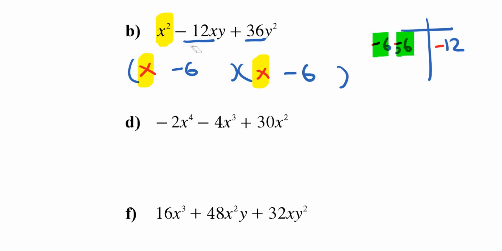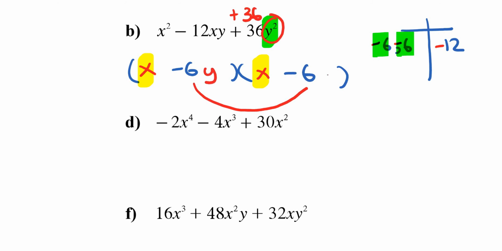Now, the last thing that you need to consider here is there's a y squared there, right? So I know that the last two terms, if you multiply that, negative 6 times negative 6, that gives you the positive 36, but you still need the y squared there, so in order to fix that up, just add an extra y and an extra y, and that should do it.